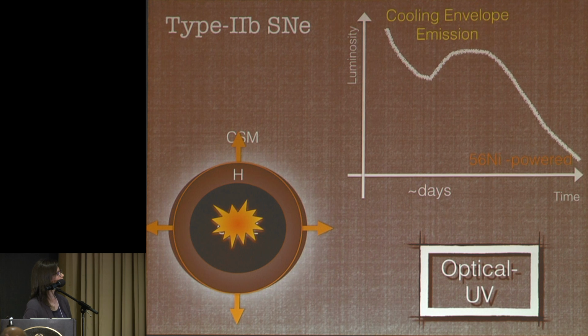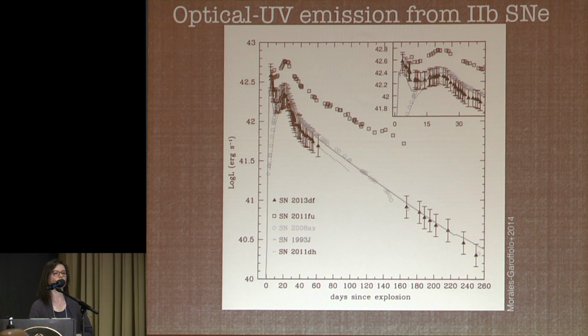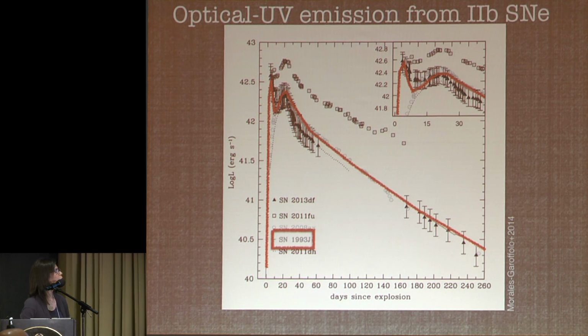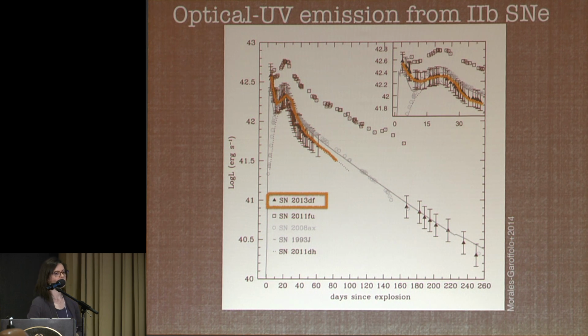So this is effectively what we expect to see in case of type 2b supernovae. So let's have a look at optical light curves of type 2b's. And we can clearly see that in a few cases, we actually observe this kind of thing. So a decay, and then we go back again to higher luminosities.